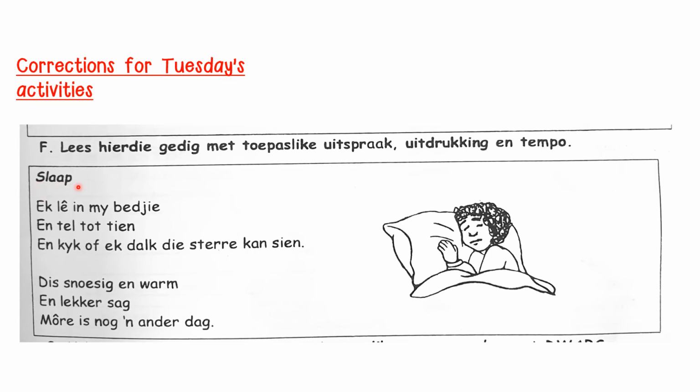Slaap, sleep. Ek lê in my bedjie. I lie in my bed. And tell tot 10 and count till 10. En kyk of ek dalk die sterre kan sien. And watch if I can maybe see the stars. Dis snoesig en warm. It is cozy and warm. En lekker sag and soft. Môre is nog 'n ander dag. Morning is yet another day.